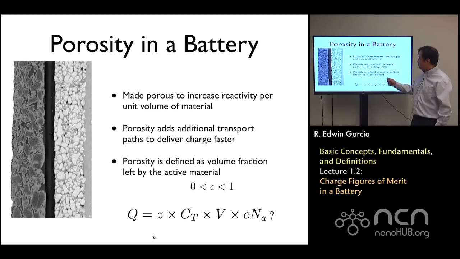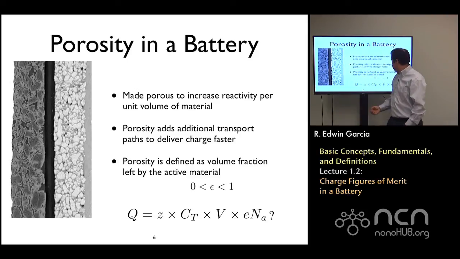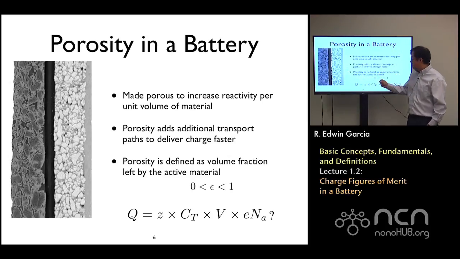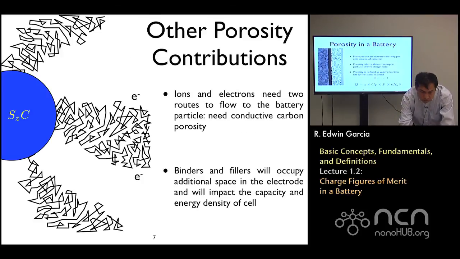Usually that porosity is defined as the volume fraction left by the active material, on a per unit volume basis. A porosity of 0 means we basically have solid material without any pores. A porosity of 1 means all we have is electrolyte. We want to include this number epsilon, as it's defined, and tune it so that we can increase the reactivity, but at the same time not compromise too much on the charge density. Now, there are several porosity contributions.